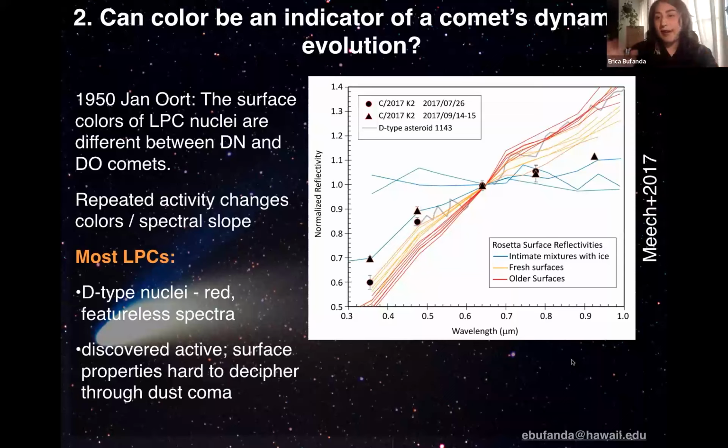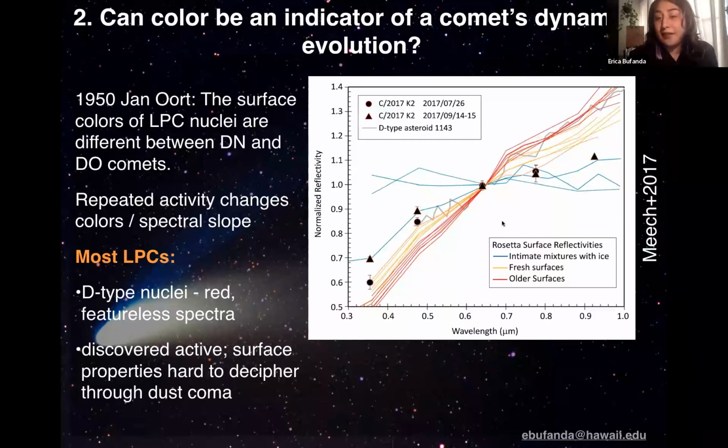And we've seen this time and time again with ground-based observations of comets as well as spacecraft missions. So here in this plot, this is reflectivity as a function of wavelength. It's like the reflectivity of the comet minus the solar reflectivity. And so for two different dates for K2 PanSTARRS, you see that the spectral slope is slightly different, which indicates that activity affected the color we measured.